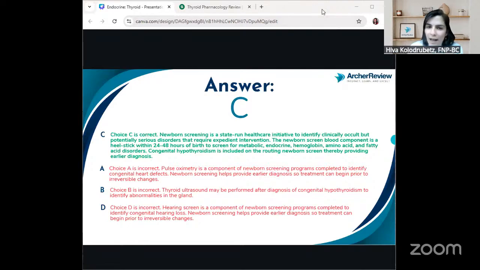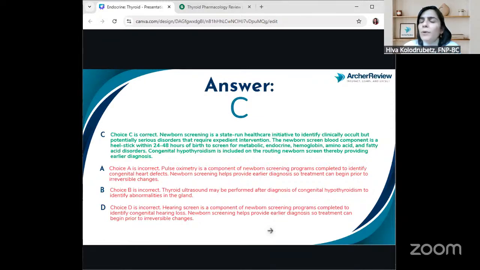Now, pulse ox, I saw some of you mark pulse ox. It is a component of the newborn screen, but it's more for screening those congenital heart defects. It's not for screening congenital hypothyroidism. So you were right, pulse ox is part of that newborn screening, but not for what they were asking for, that congenital hypothyroidism.